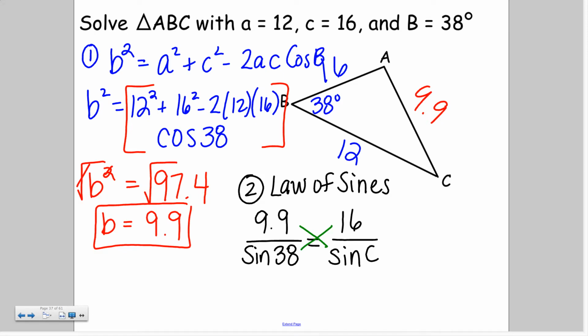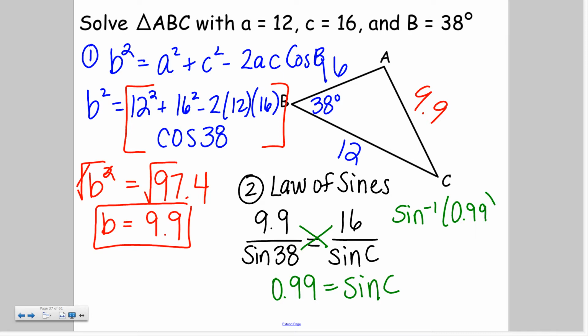When I do that, I get 0.99 equals sine of C. And if you round it to 1, that's perfectly fine. Just remember, your answer may differ based on how you round it. So I'm trying to find an angle, so I'm going to take the inverse. When I plug that into my calculator, I get roughly 82 degrees. So angle A, or angle C, is 82 degrees.